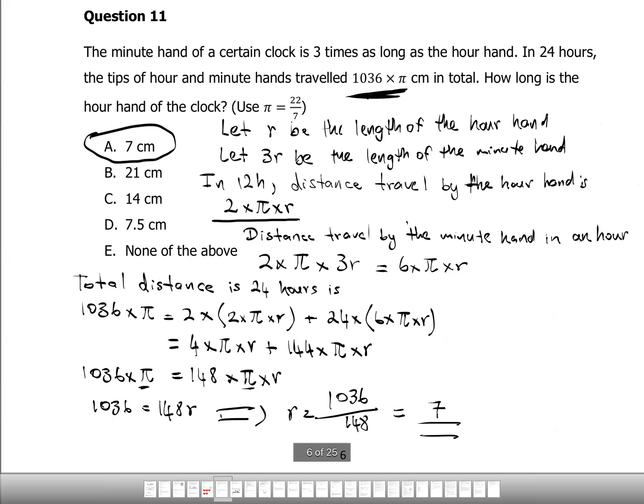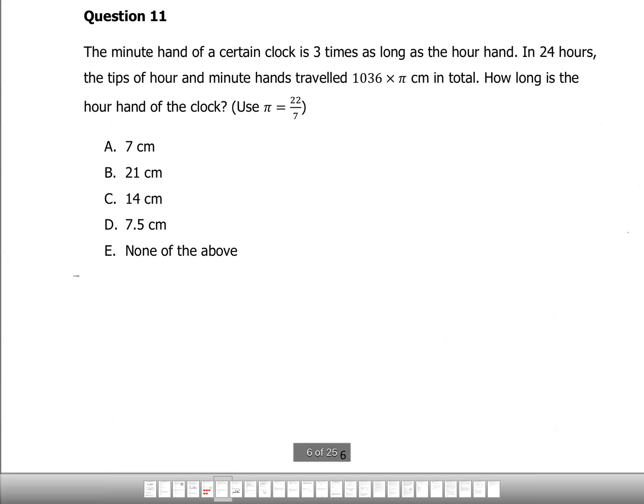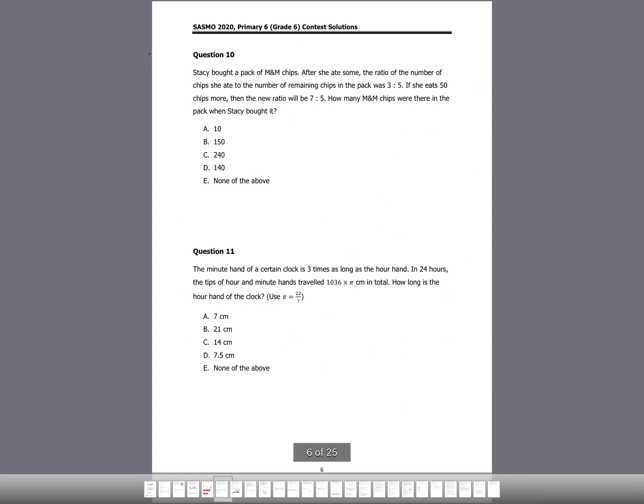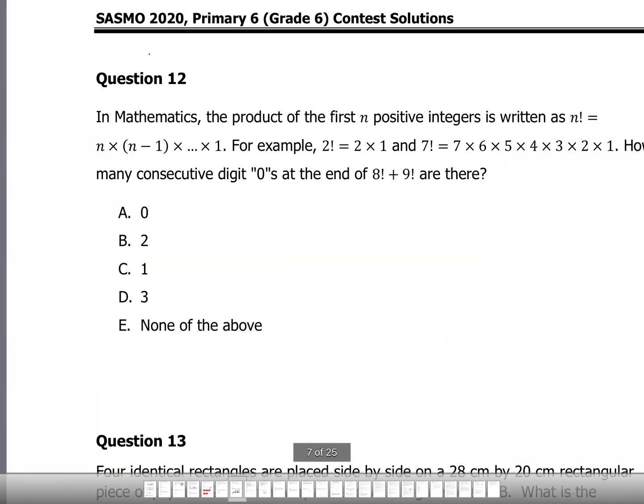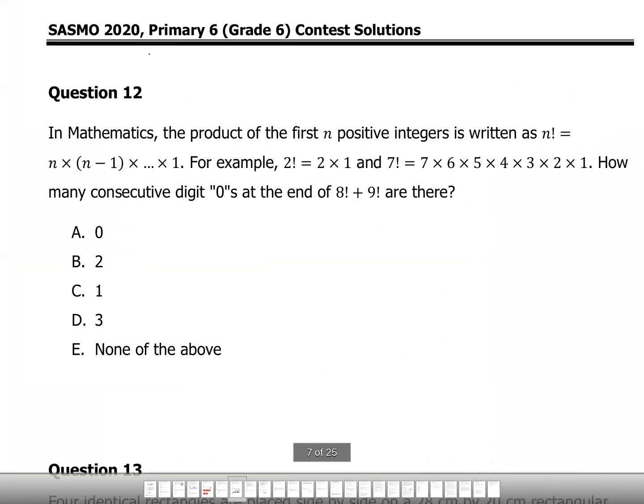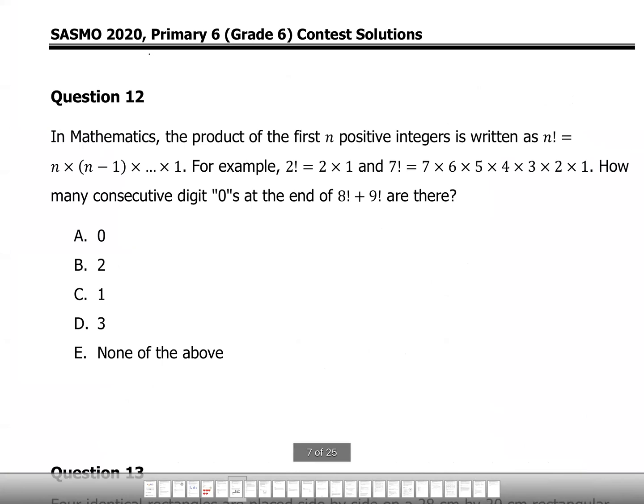Any questions? Okay, seeing as there are none, we'll move on to the next question, number 12. I'll give you 2 minutes for this, as I'm trying to get through 7 questions today.